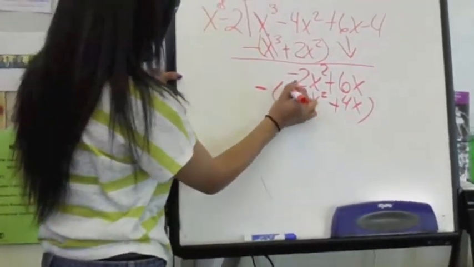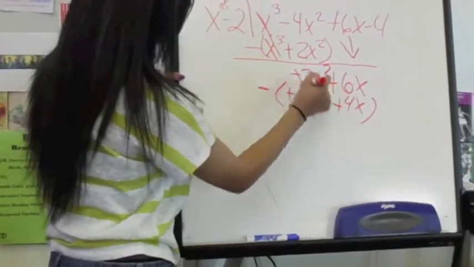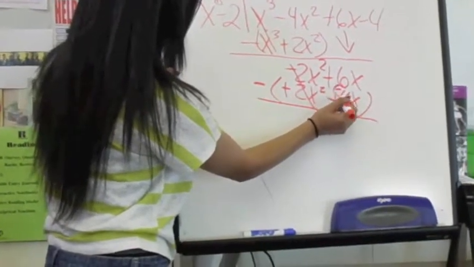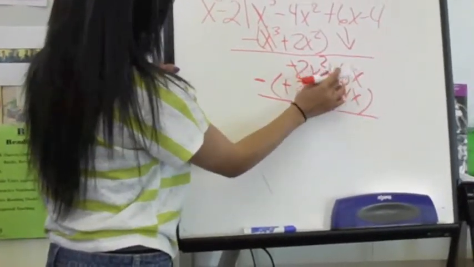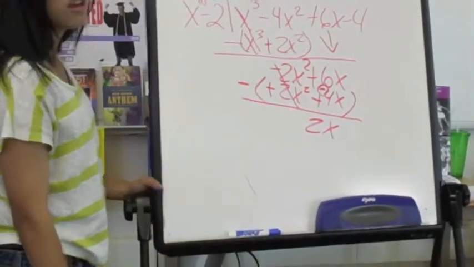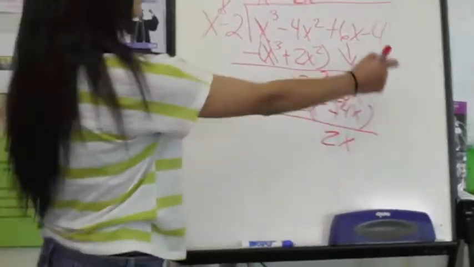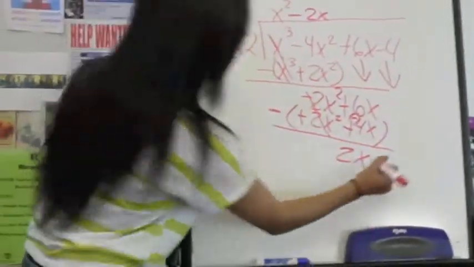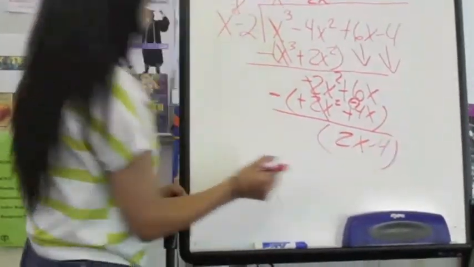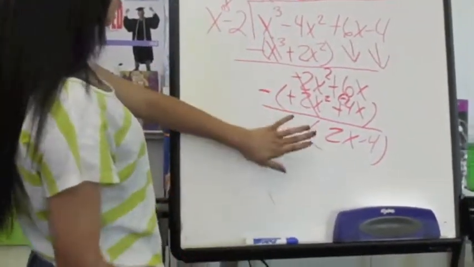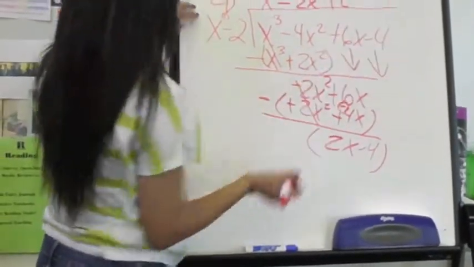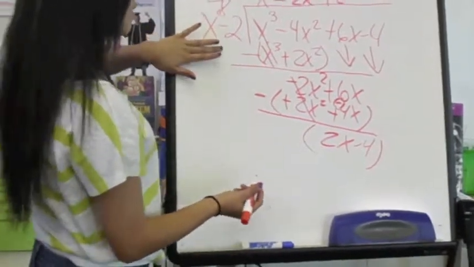These turn positive, so your 2x squared cancels out, and the 4x turns into a negative. So it's negative 4x and 6x, which gives you a positive 2x. And then again, you drop down your 4, negative. So you need a positive 2, and then positive 2 times negative 2 is a negative 4.